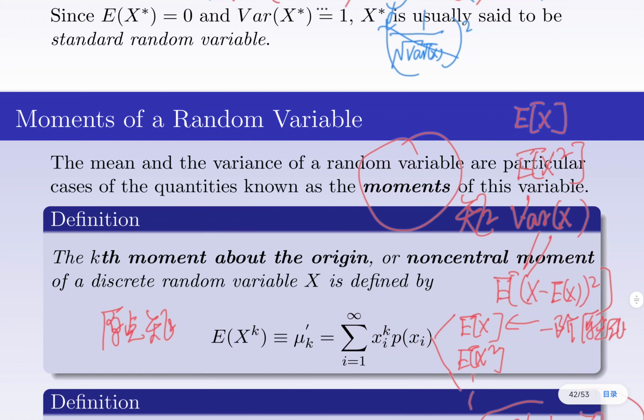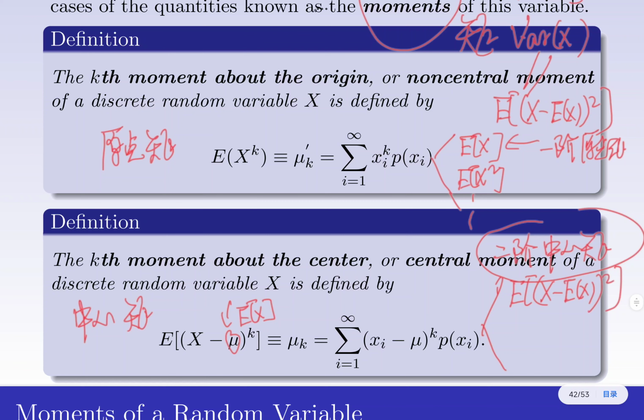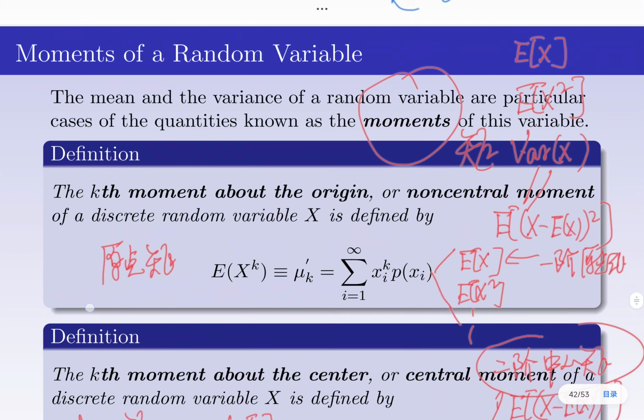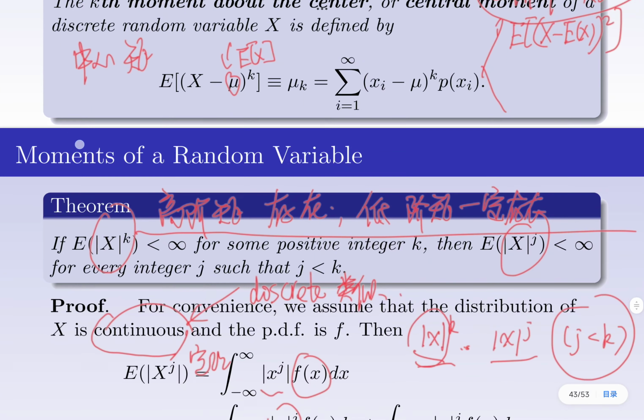Case moments of a random variable: the mean and the variance of a random variable are particular cases of quantities known as moments of the variable. In the case about the origin, the non-central moment; the case moment about the center is the central moment of a discrete random variable.